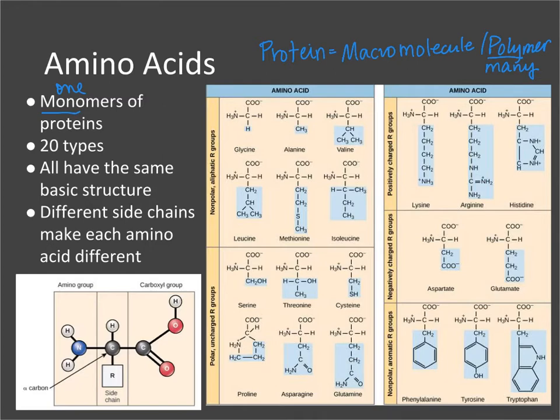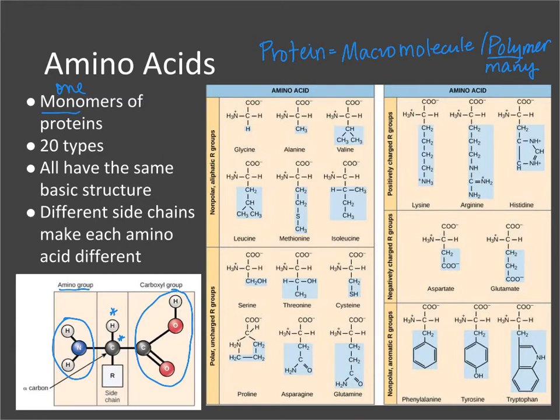Now there are 20 different types of amino acids, but they all have the same basic structure in that they have this central carbon. They have an amino group, which is a nitrogen bonded to 2 hydrogens. They have a carboxyl group, which is a carbon double bonded to an oxygen, and also bonded to an oxygen that's bonded to a hydrogen. They also have a single hydrogen coming off of the central carbon.